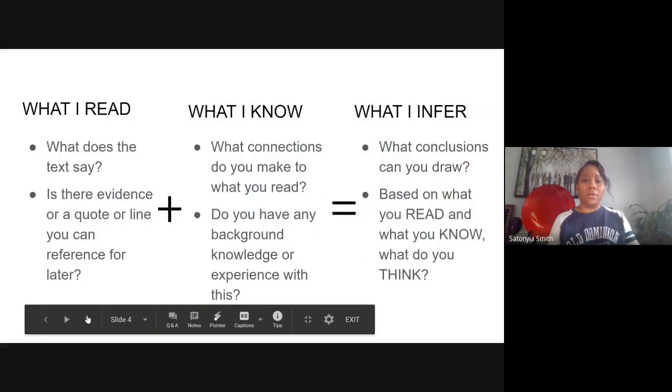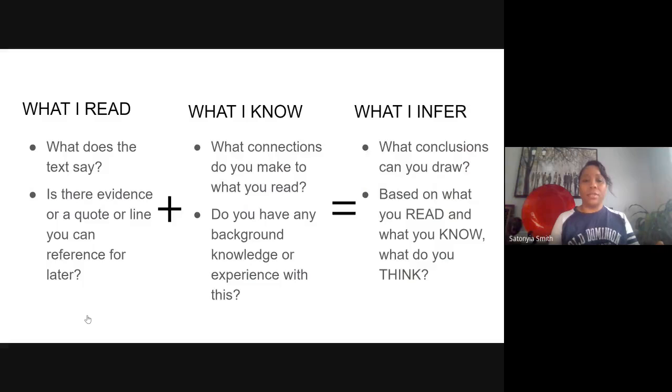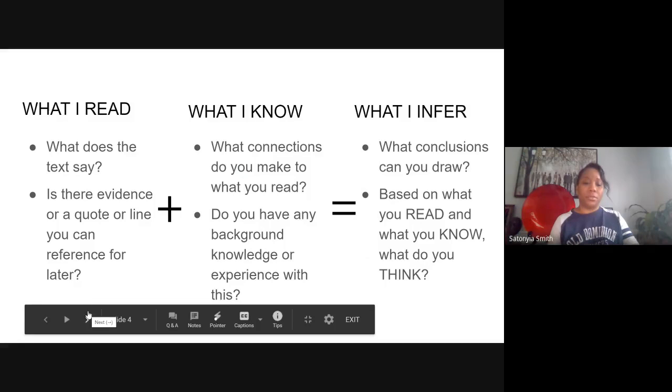Okay. So it's what I read, which is what does the text say? Is there evidence or a quote or a line that you can reference for later? Add that to what I know. What connections do you make to what you read? Do you have any background knowledge or experience with what's going on? Equals what I infer. What conclusions can you draw based on what you read and what you know? What do you think? So that's what you're going to be doing today.